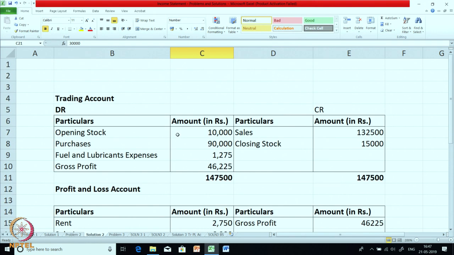This is a traditional way of writing it in a horizontal form, with debit on one side and credit on the other side. A more modern format is making an income statement in the vertical form, which we had already seen in the last case. Got it? Okay. Now let us go to the next one.